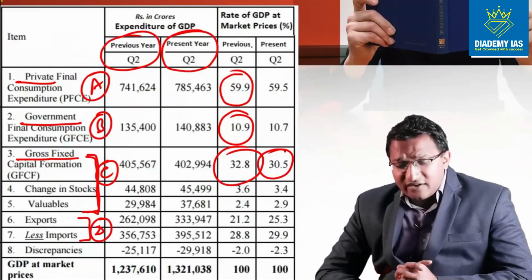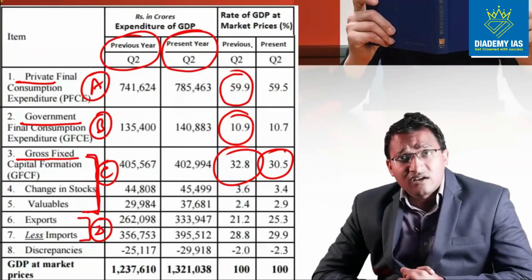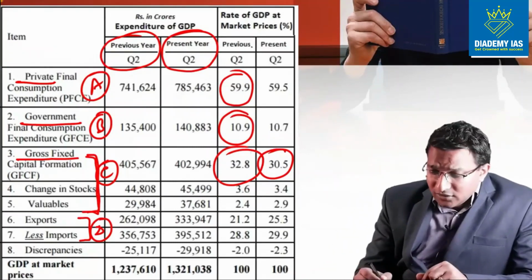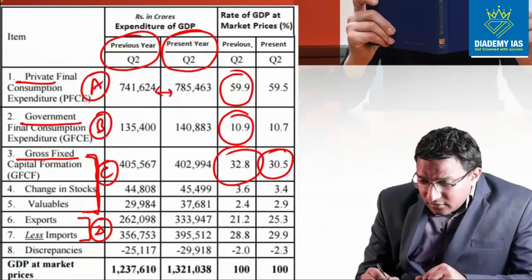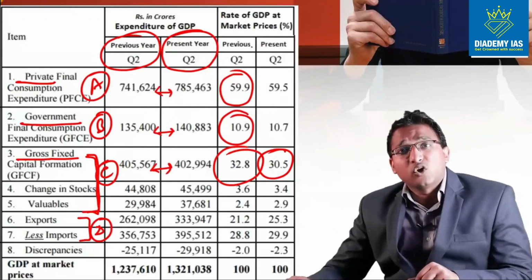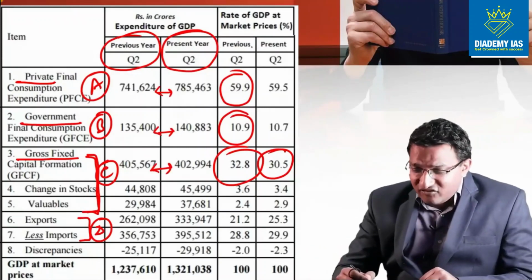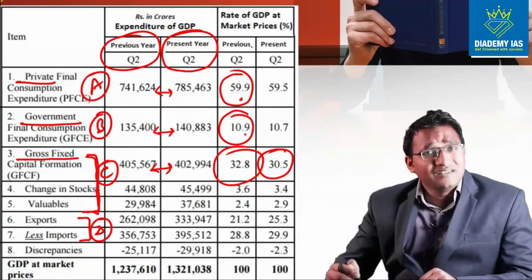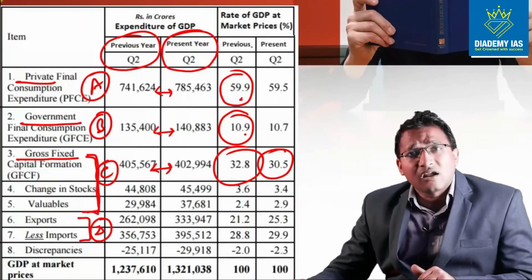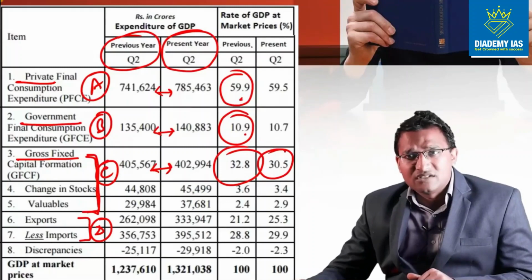So here we saw the composition of different variables. However, the point is that if we want to calculate the growth, then we have to compare between 2 periods, and then calculate the percentage change, and that will be the economic growth rate, right? This 59%, 10.9%, 32%, these are not the economic growth rate. These just indicate the composition of the different variables.